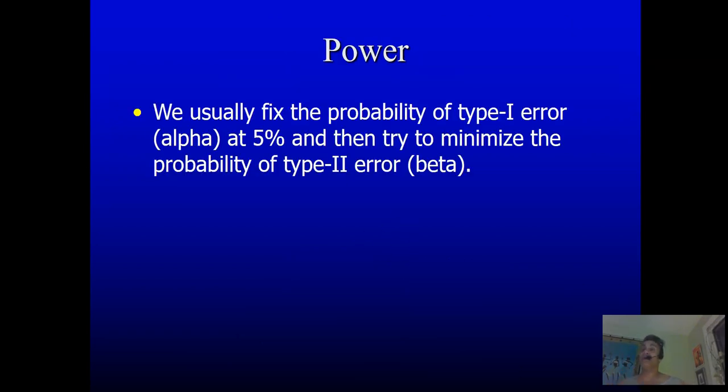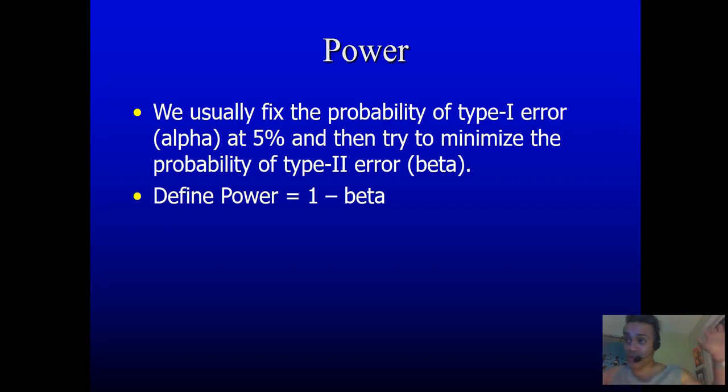Now, let's talk about power. Power is another way of thinking about sample size. And we say power is actually 1 minus beta. Beta, again, is the type 2 error. 1 minus beta is the power. So we usually fix the alpha, the type 1 error, at 5%, 0.05. No reason, just tradition. Okay? Some people do it at 0.01, but most people say 0.05, 5%.